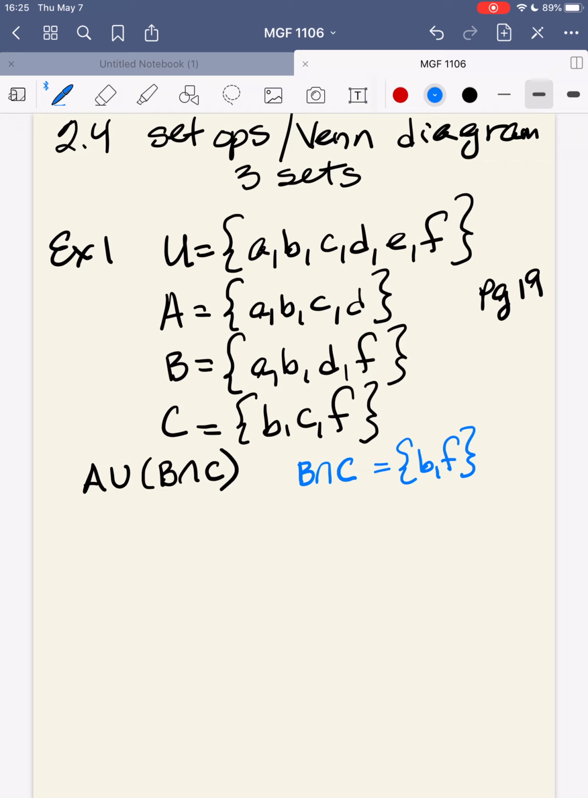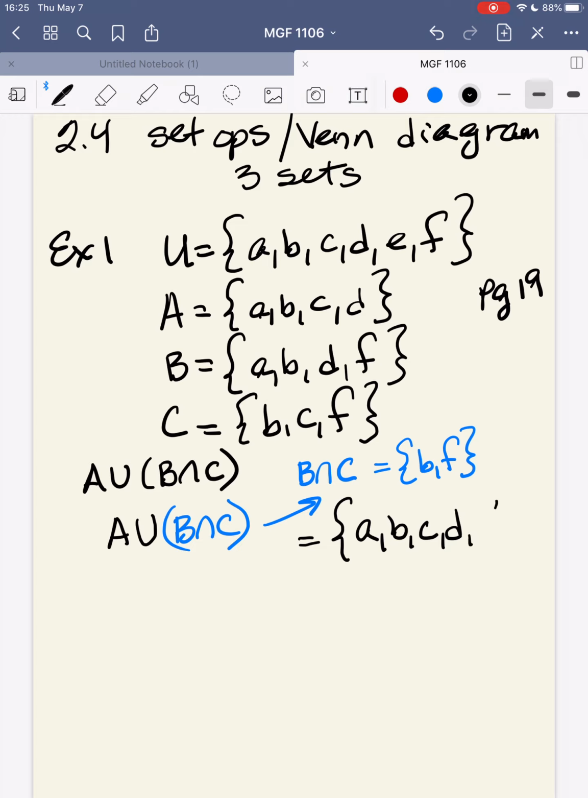Now we want to look at A union with my B intersects C, which I've already found. So my elements in A are A, B, C, D. B is already in set A. And so my solution to this one would be A, B, because it's in both of them, C, because it's in A, D, because it's in A, and F, because it's in B intersects C.